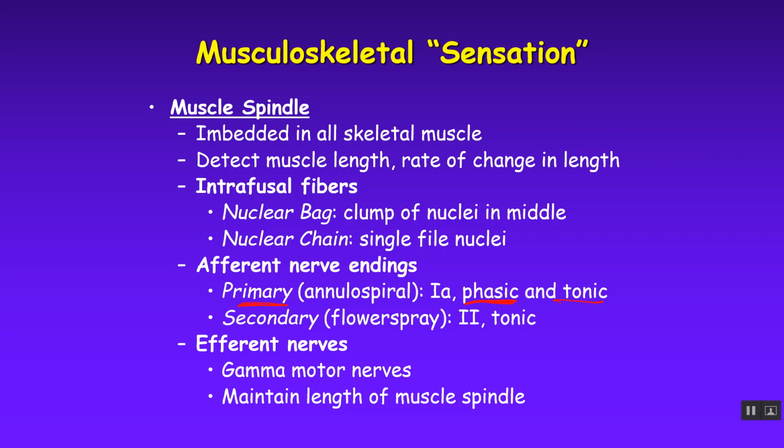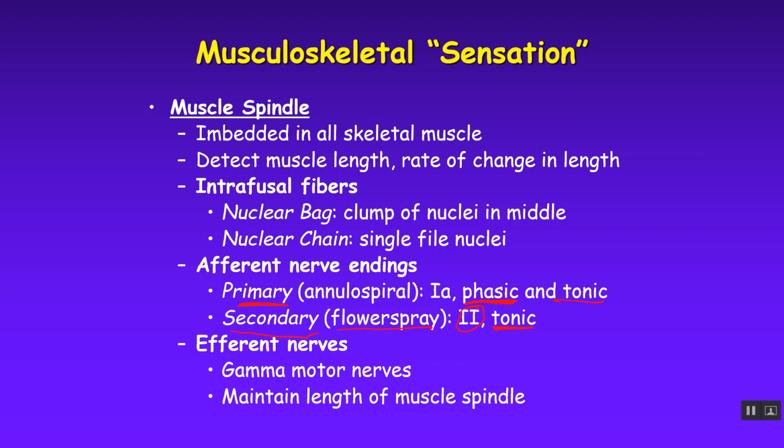The secondary nerve endings, also known as the flower spray nerve endings, are carried on type 2 fibers, a little slower than the 1As. They are specifically more tonic in nature. They're telling you mainly about the resting length of the muscle, the new resting length, or the tonic resting length of the muscle, whereas the primary endings are really important for the phasic sense, but they also contribute to the tonic sense as well.